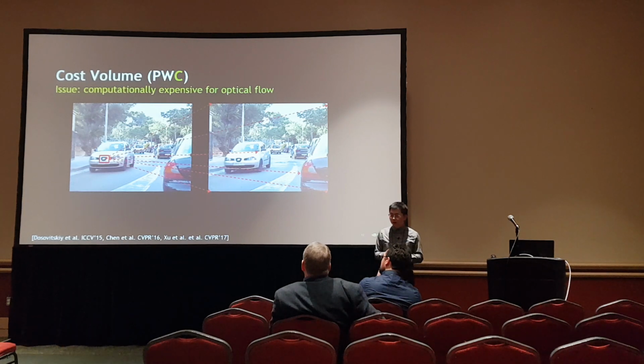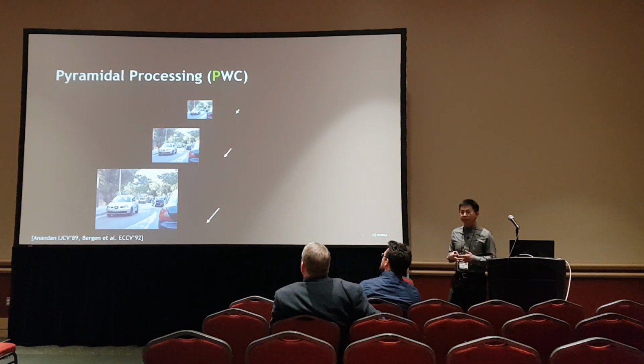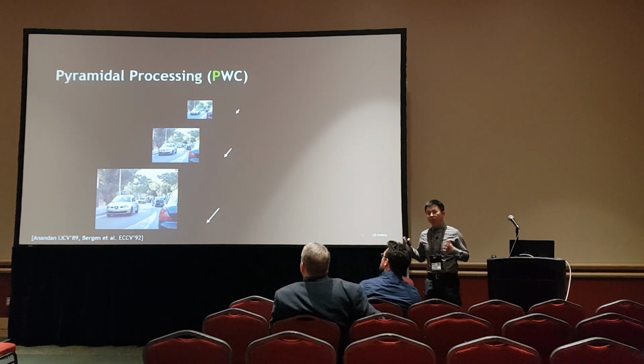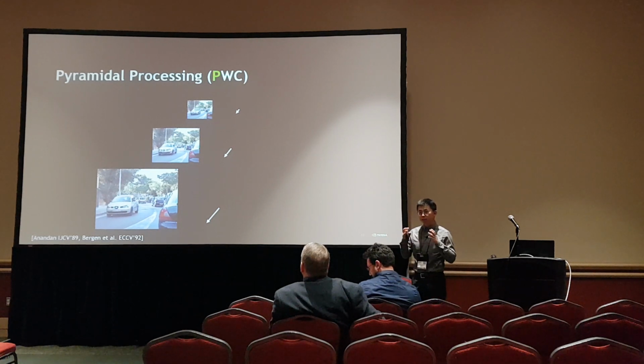Let's see some great ideas from the literature. The first is pyramidal processing, which is commonly used for optical flow. As you can see, when we build an image pyramid, at a small image size the motion is much smaller, so that's easier to estimate. And also because it's small, we can use a much smaller search range for the cost volume.